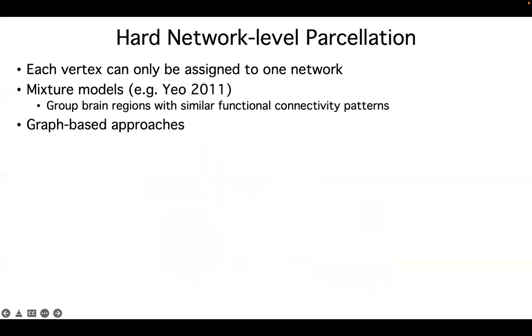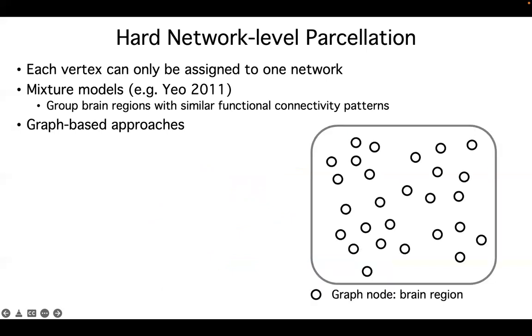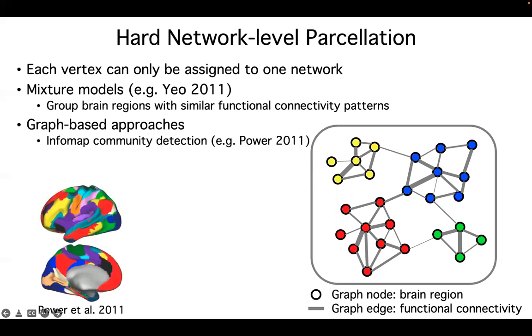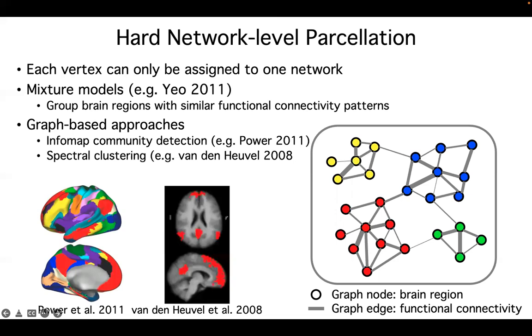Another approach for estimating hard network-level parcellations is using graph theory. So in graph theory-based approaches, functional connectivity is constructed as a graph. Each graph node here indicates a distinct brain region. The edge between two nodes indicates the connectivity strength between the two brain regions. Here, thicker edges represent stronger connectivity. So after constructing the graph, we can apply community detection approaches such as InfoMap or spectral clustering to group the graph nodes into different networks.